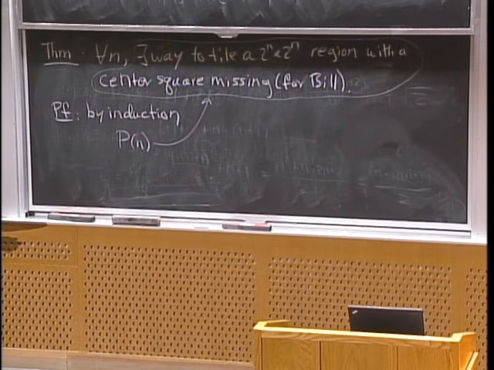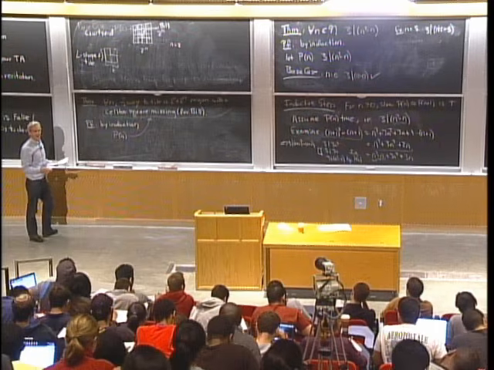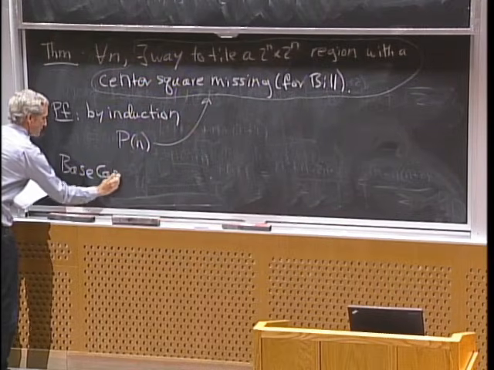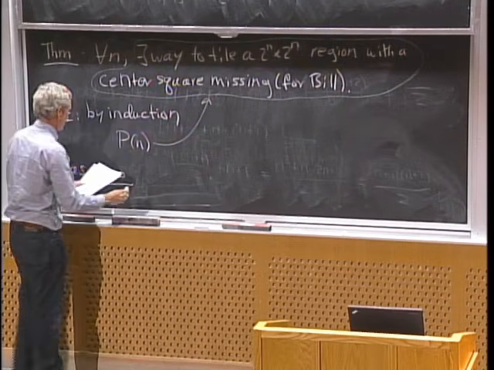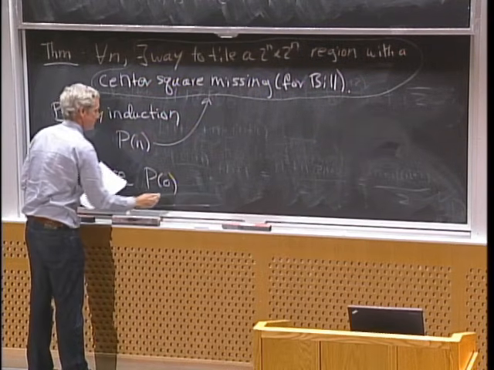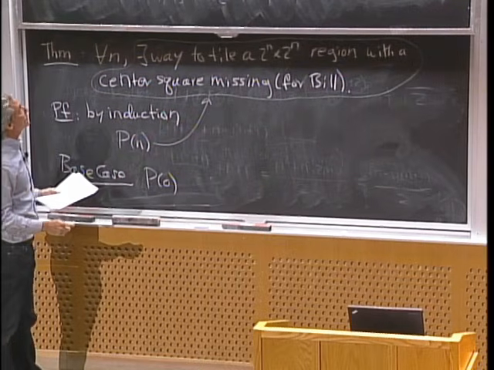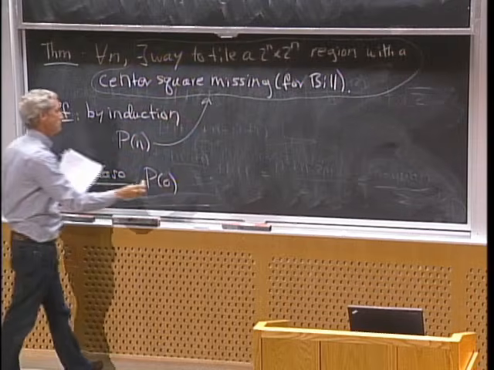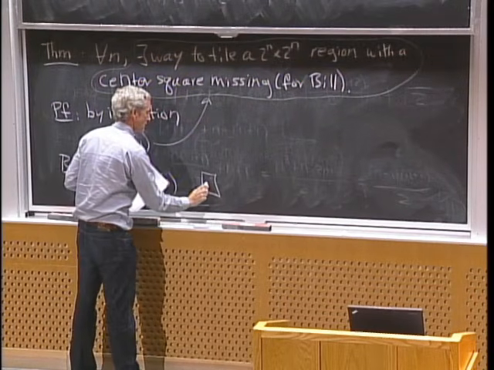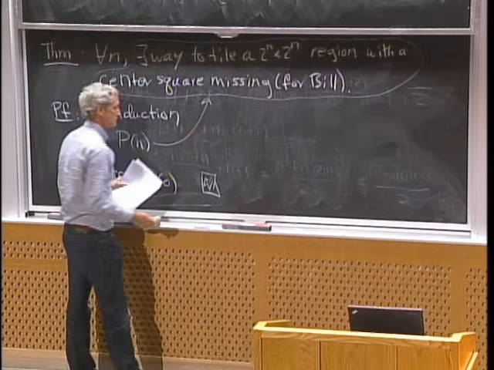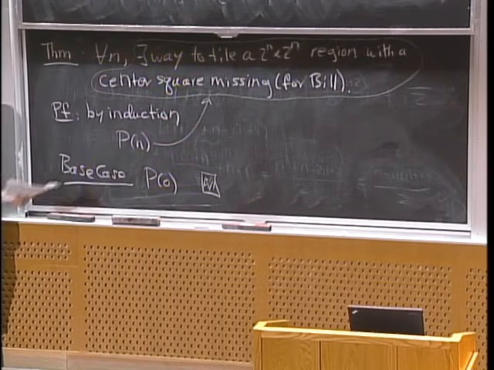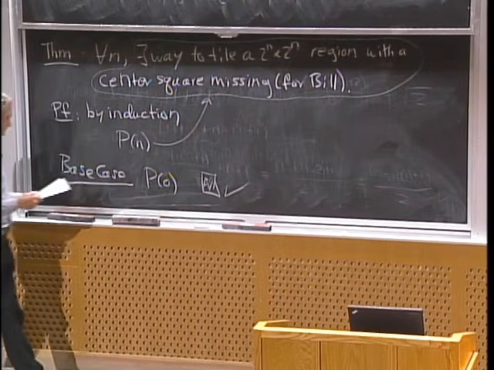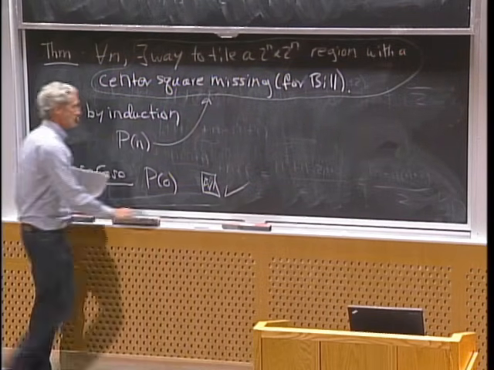What's the next step? Base case. Never, ever forget the base case, or you'll be thinking all horses are the same color. P0. Well, the courtyard for n equals 0 is just one square, and that's for Bill. So you're done. There are no tiles at all to worry about. That's easy, so that's true. And then we do the inductive step.